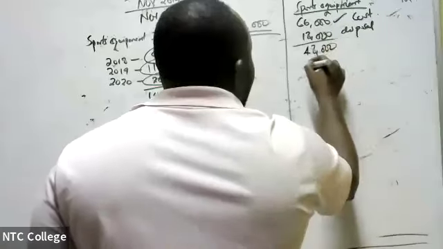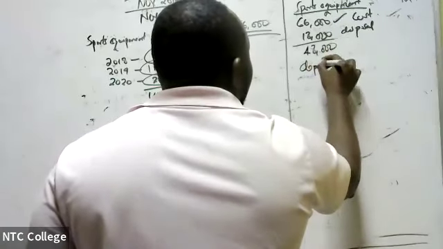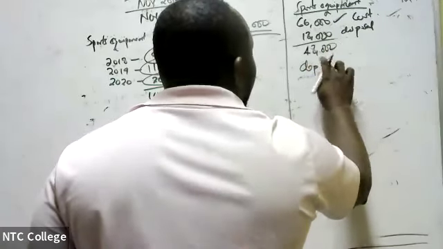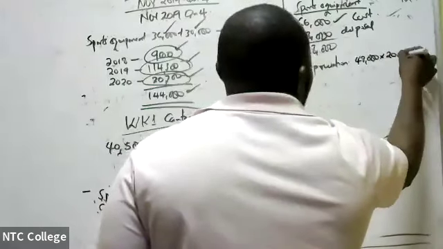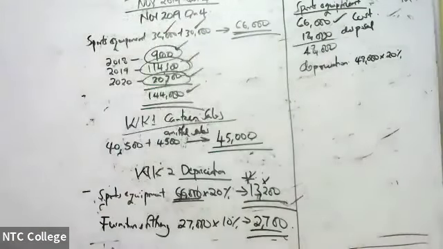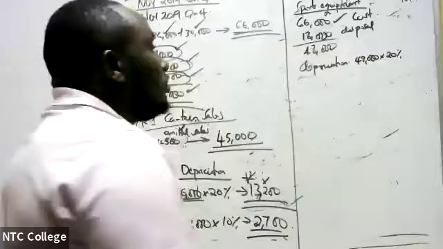48,000. So you can get depreciation. That should be 48,000 times 20%. That is 9,600.